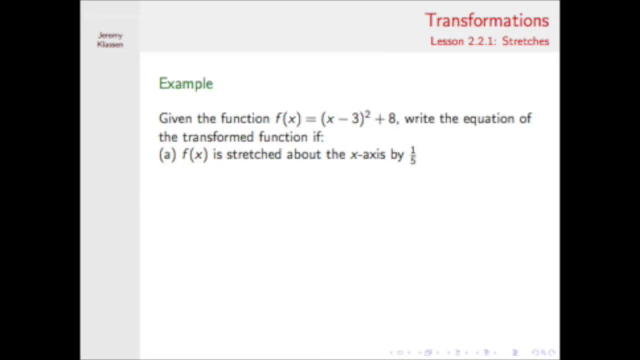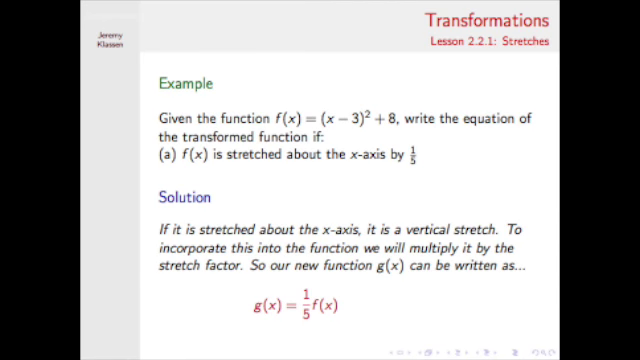It says, given the function f of x is equal to (x minus 3) squared plus 8, write the equation of the transformed function if f of x is stretched about the x-axis by a factor of 1/5. Now, first and foremost, we have to decide what direction this is going in. If it's being stretched about the x-axis, then we know that it's got to be a vertical stretch. And that takes a little bit of getting used to, but that's the way that works.